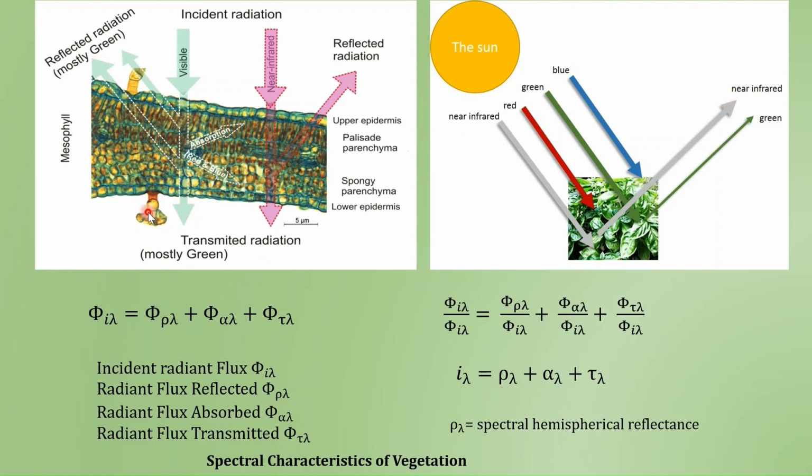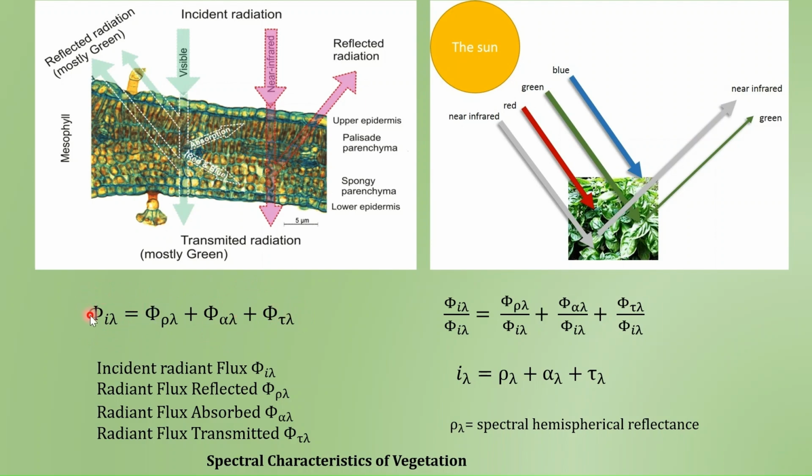If we talk about spectral incident radiant flux, meaning the amount of energy which is incident on the leaf for a particular wavelength, that can be defined as the spectral incident radiant flux. So for that wavelength, this energy should be equal to the energy that is reflected plus the energy which is absorbed plus the energy which is transmitted, because whatever is incident, either it will be reflected or it will be absorbed or it will be transmitted.